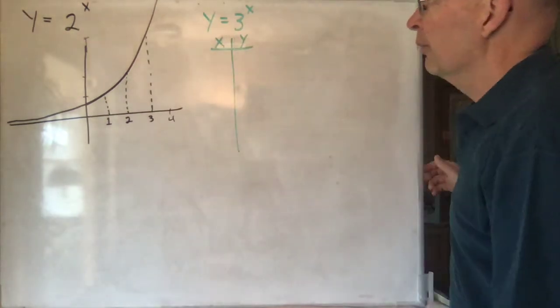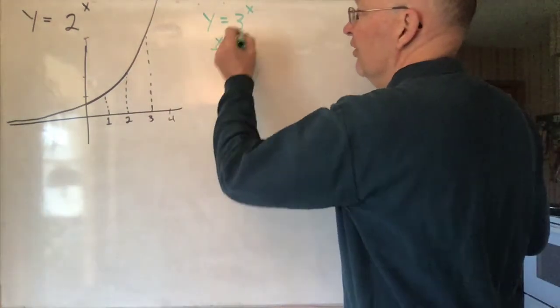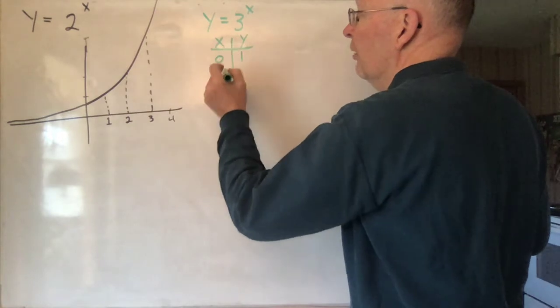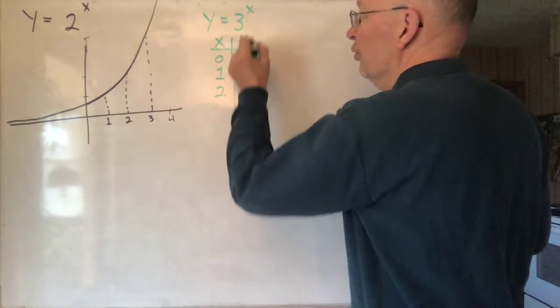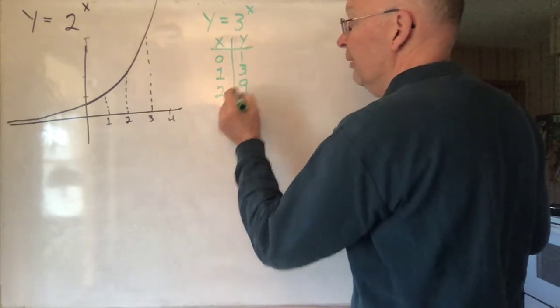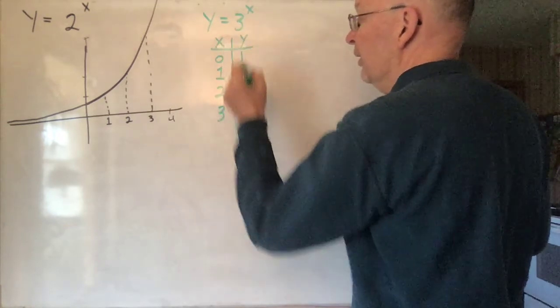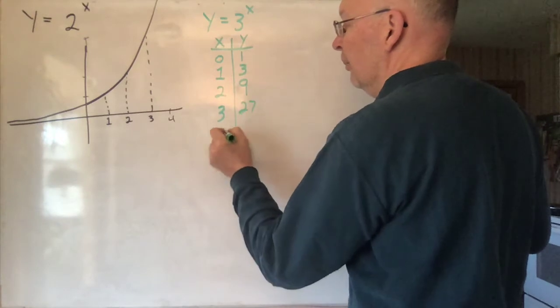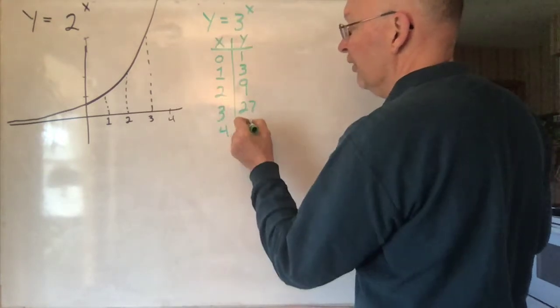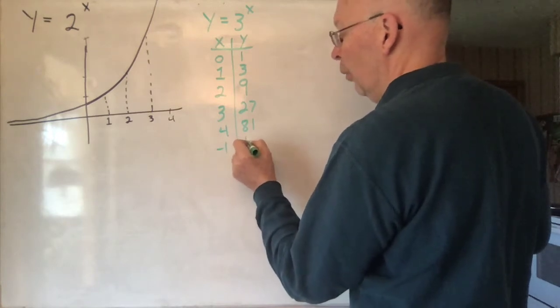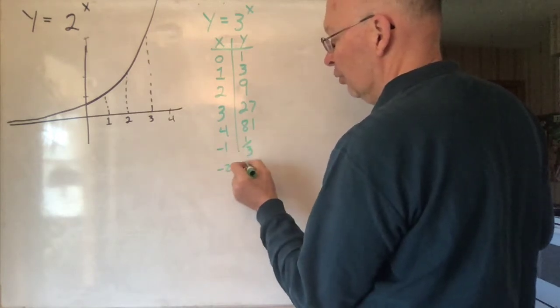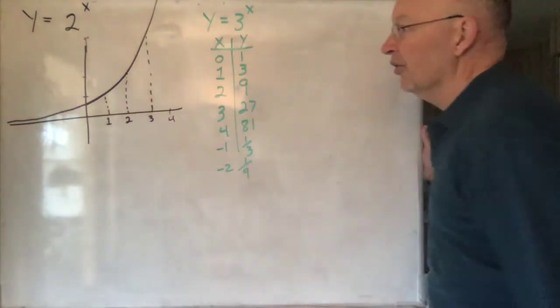except now we're working with 3 rather than 2, so when you stick in a 0 here, you still get a 1 out. You put in a 1, you get a 3. Put in a 2, 3 squared is 9. Put in a 3, 3 cubed is 27. Put in a 4, 3 to the 4th is 81. You can put in negative 1, it's going to be 1/3. Negative 2 is 1/9, and so on.